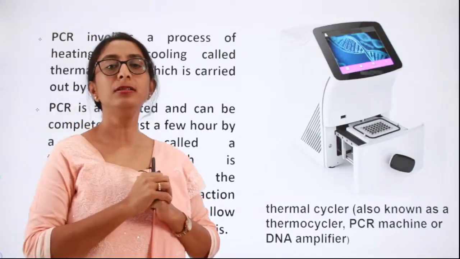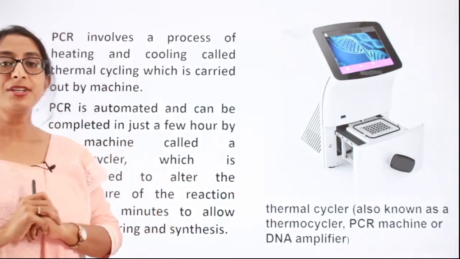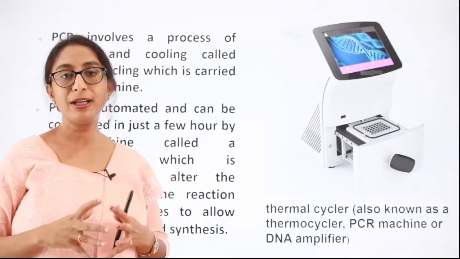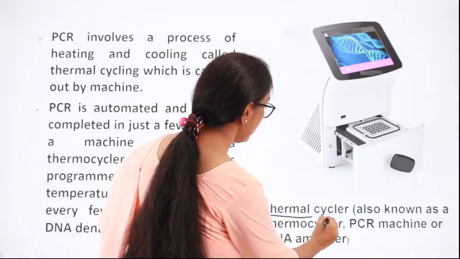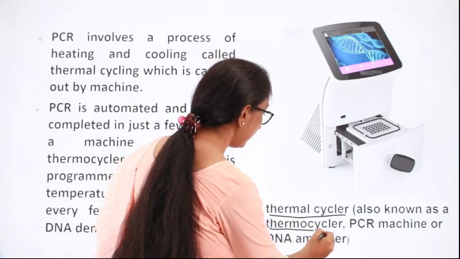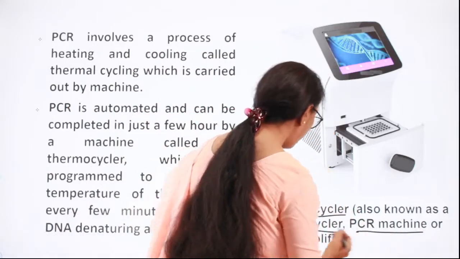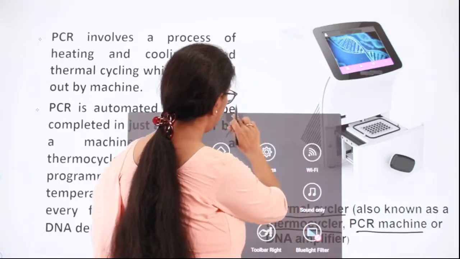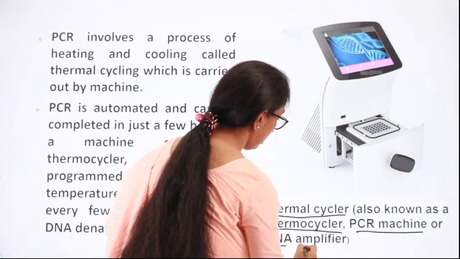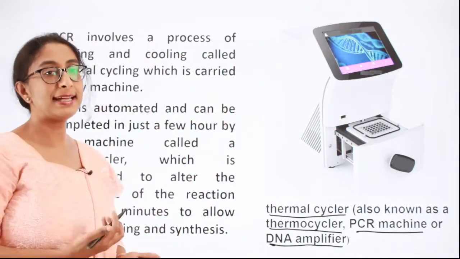So how is the polymerase chain reaction carried out? Polymerase chain reaction is carried out in an instrument called a thermocycler. It is called a thermal cycler or thermocycler, or it is also called a PCR machine, or you can even call it a DNA amplifier. So this is the instrument which we use to carry out the PCR experiment.